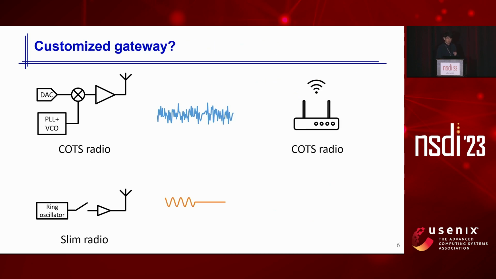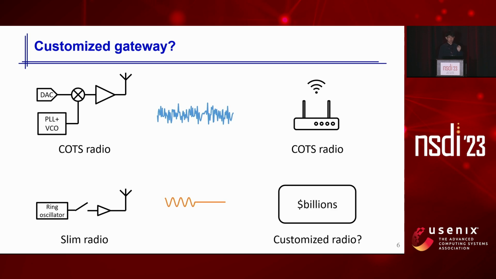Therefore, in the IC design society, a typical design will introduce a customized radio acting as a gateway, since they believe that the commercial off-the-shelf radio cannot decode the information from the slim radio. But this will lead to high deployment cost. If you want to make the mobile IoT terminals ultra-low power, you will need to overhaul the entire base station infrastructure, which may cost billions of dollars. Therefore, we try to answer the question: how can the slim radio directly communicate with the commercial off-the-shelf radio?